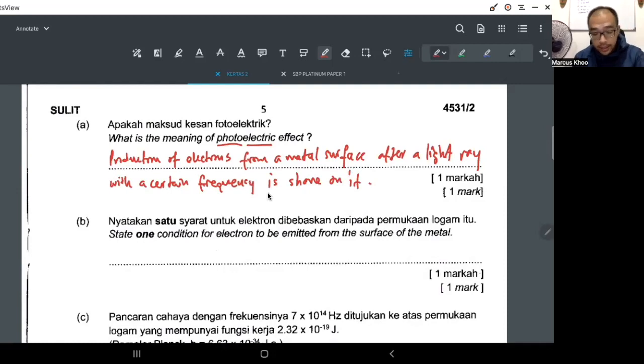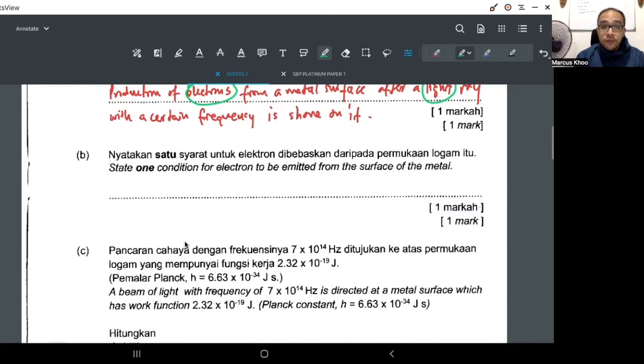Okay, the key words for this, of course, are the word electrons and the words light ray, which you can actually say photons. After photons with a certain frequency is shown on it, so when you shine the photons, then after that you will get this. State one condition for electrons to be emitted from the surface of the metal. This one we've discussed very long.